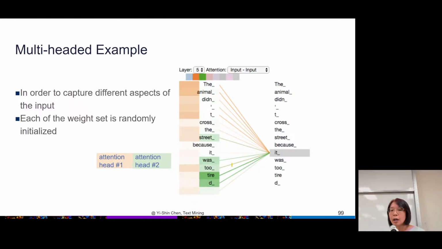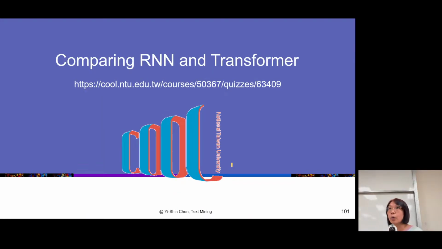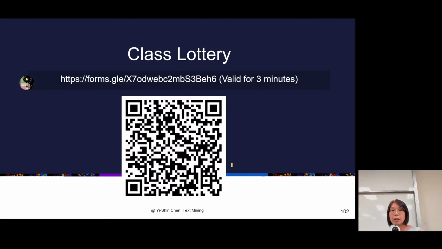Okay, so far so good? Good, so then we finish this quiz. Then we give you the class lottery right here. By the way, the answer is also transformer, okay? Try to make sure that after today, with the lottery and the session, you definitely will remember what a transformer is.